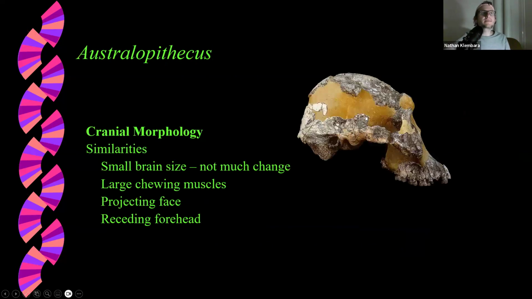So to summarize the genus Australopithecus, since I know this was a long lecture over two parts, they have a small brain. We don't see much change there. They have large chewing muscles, not as massive as we're going to see in Paranthropus, but much larger than us. And that's because they probably weren't processing and cooking their food. For the most part, they still have those projecting faces, and they don't have much of a forehead. Africanus and Sediba have a small forehead, but for the most part, we don't see foreheads because they don't have big brains. They're not very smart.